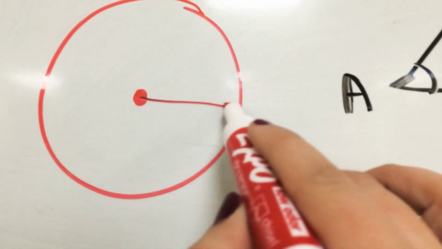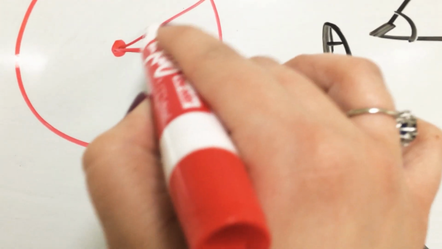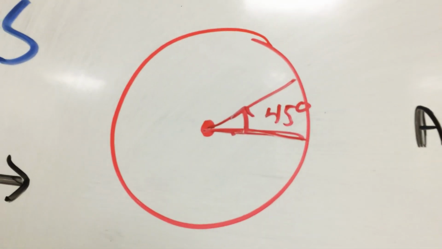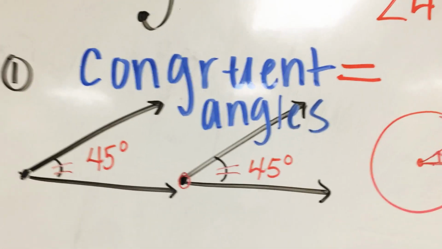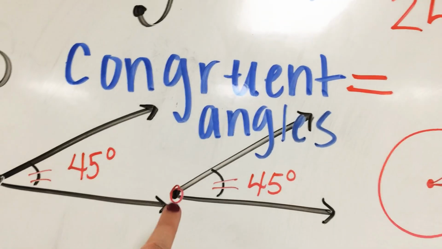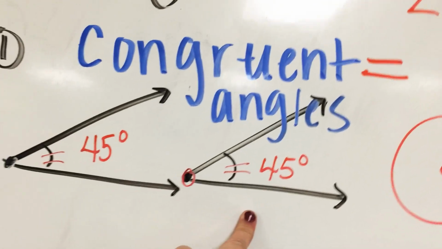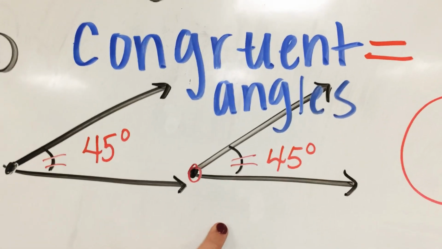So let's say that this angle goes like this. If this is our starting point, it goes 45 degrees this way, okay? So it's just like a little tiny piece of the pie. So that's why we measure angles in degrees. So congruent angles, if they say this angle is 45 degrees, draw a congruent angle, you are going to measure and draw an angle that is the exact same. Congruent means equal, the same.